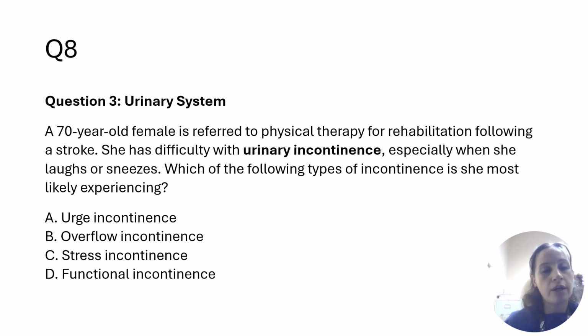And then functional incontinence to me is the easiest one because it's not even about your bladder, it's not about your sphincter, it's not about anything. It's just that the patient has other physical issues where they can't either get to the bathroom on time or undo their pants or pull down stuff or unbutton things or take off their belt. So that's going to be functional incontinence.